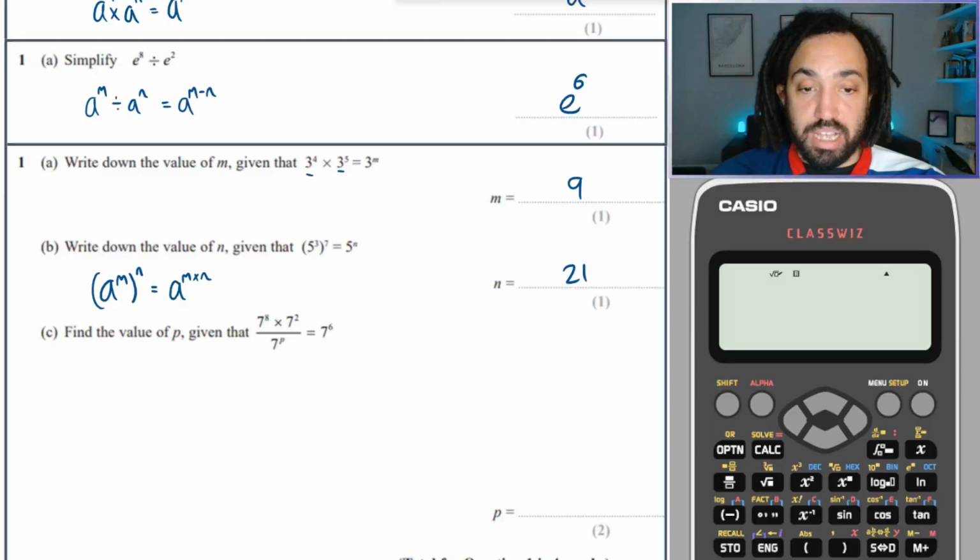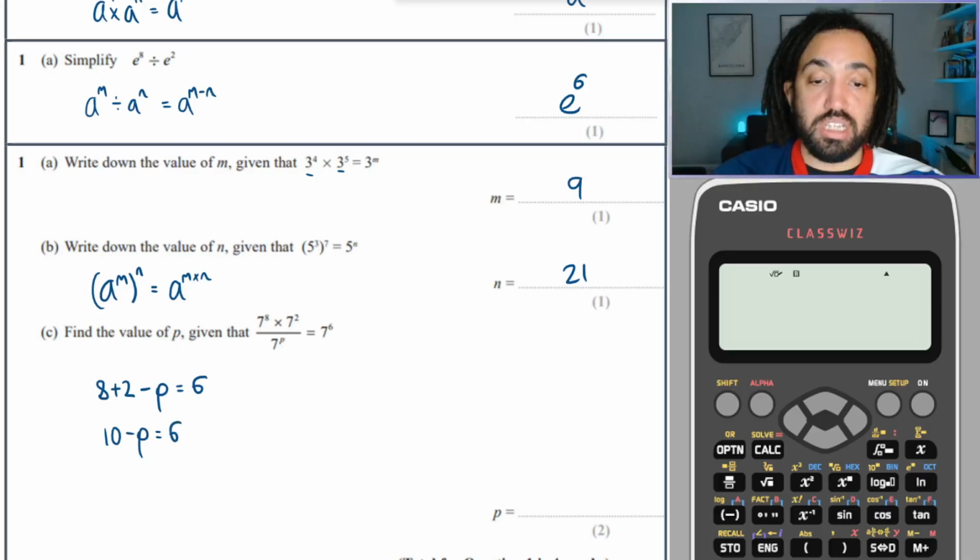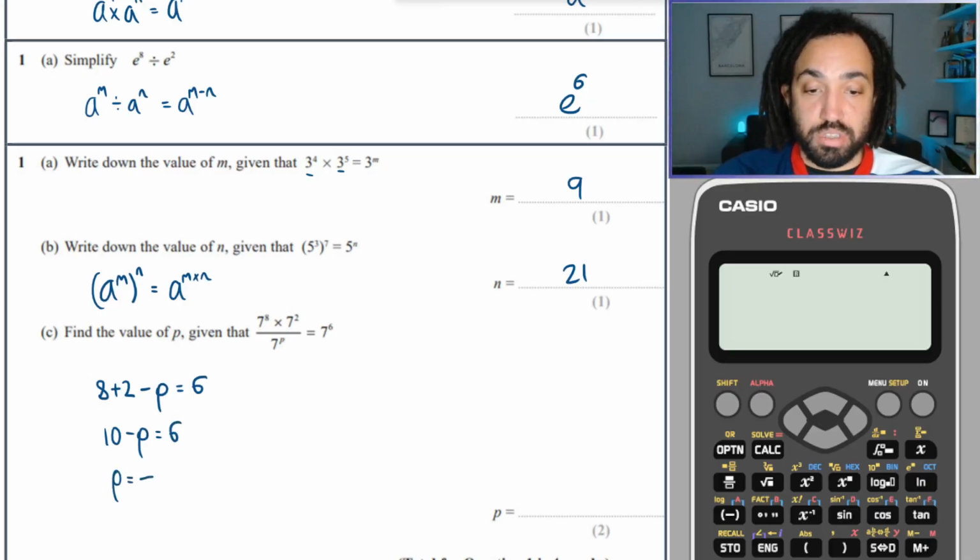And here we have p, okay, a little bit trickier, but we have 8 plus 2 minus p will equal 6. Now, because the two on top are times, so we add them, and then there's a divide here, so we subtract that power, which is p, and that equals the overall power. So 10 minus p equals 6, so therefore p is equal to 4. Bosh.